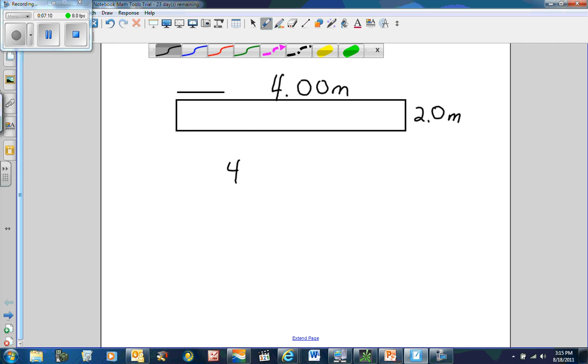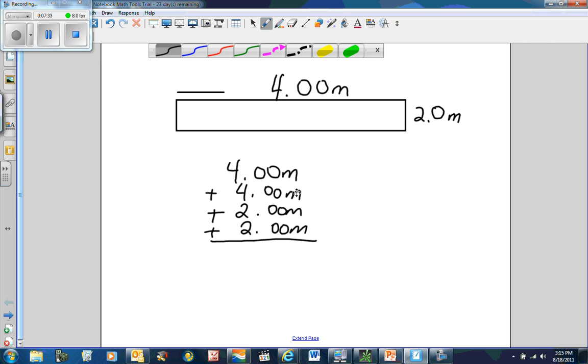So I'm going to put the two sides down first. 4 meters plus 4 meters plus 2 meters plus 2 meters. And when I add all those together, and I just messed up here, I just realized there's only 2 significant figures on the 2, not 4, or 3, actually.